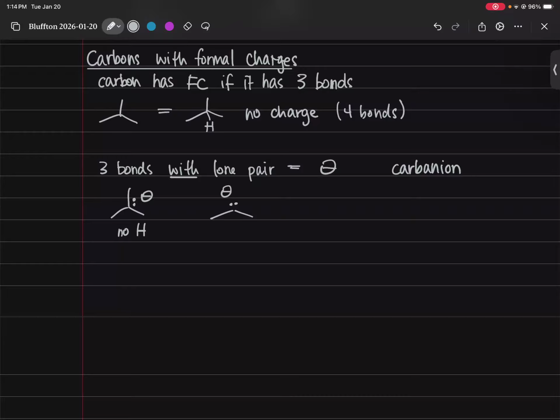So this carbanion, how many hydrogens are on that carbon? 1. This is where people often get confused, because if you ignore the lone pair and the charge, that looks like it should have 2 hydrogens on it.